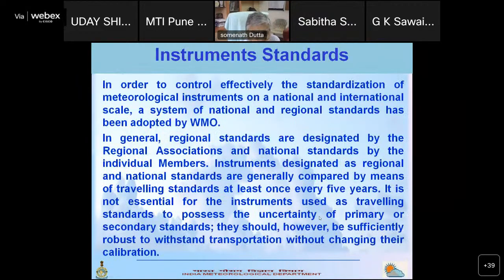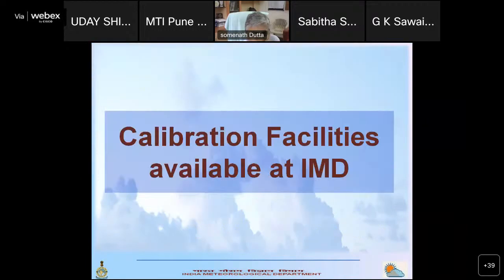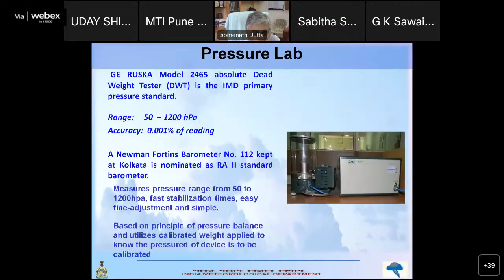I will just show, there are some more slides. So we have calibration labs. Here in the calibration lab, whatever instruments the workshop manufactures will be calibrated. This is the pressure calibration device. It is called a deadweight tester.